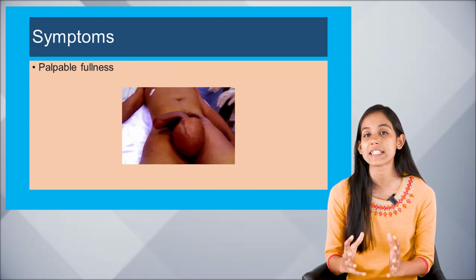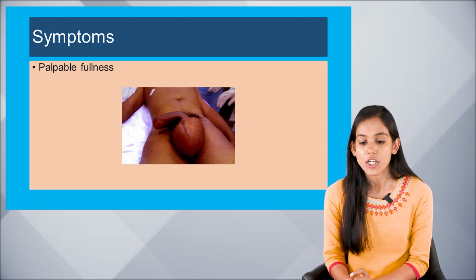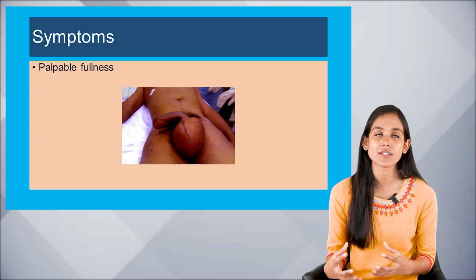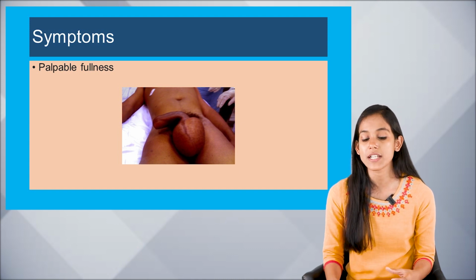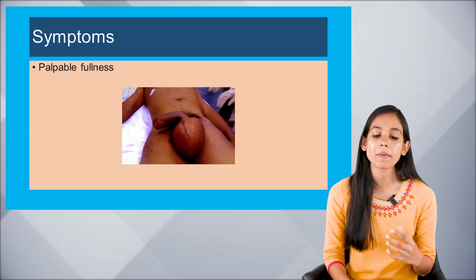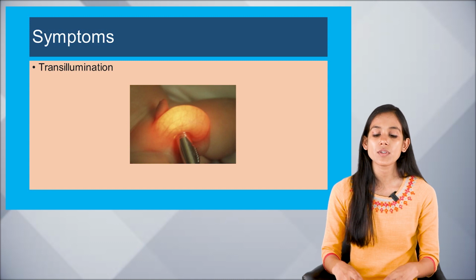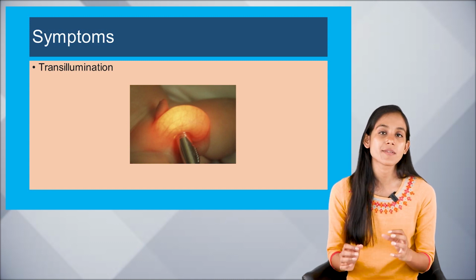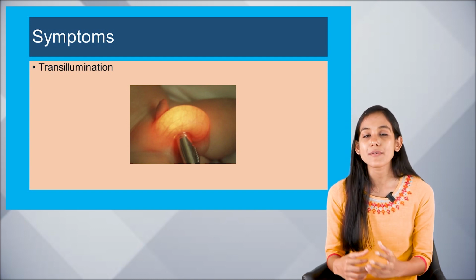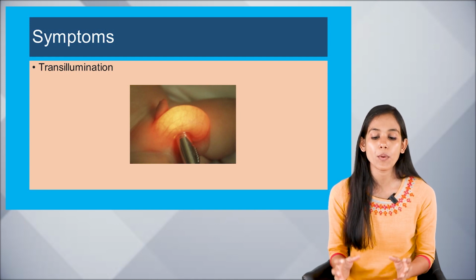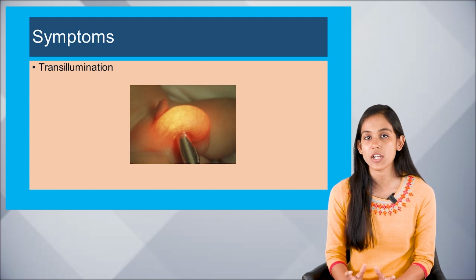Well, next, moving on to the symptoms. What are the symptoms we can see in a child with hydrocele? The first thing would be palpable fullness. The hydrocele typically manifests as a soft, non-tender fullness within the hemiscrotum. Next thing would be transillumination. When the scrotum is investigated with a focused beam of light, the scrotum transilluminates, and that would reveal a homogeneous glow without internal shadows. So this is one more feature that we can see in a child with hydrocele.